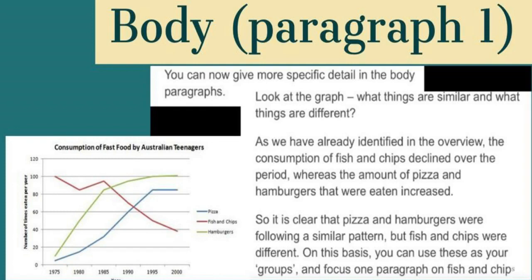Again, look at the paragraph and what things are similar and what things are different. We have to observe it here. So as we have already identified in the overview, the consumption of fish and chips declined over the period of time, whereas the amount of pizza and hamburgers that were eaten increased. So it is clear that pizza and hamburgers were following a similar pattern, but fish and chips were different. So on the basis, you can use these as your groups and focus one paragraph on fish and chips.